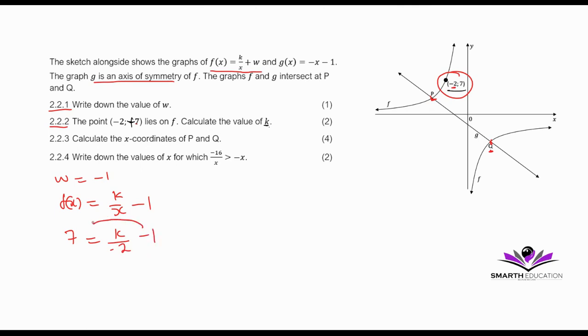We transpose -1, or we add 1 on both sides of the equation. We get 8 is equal to k over -2. Then we multiply both sides by -2. -16 is equal to k. Therefore, k is equal to -16.